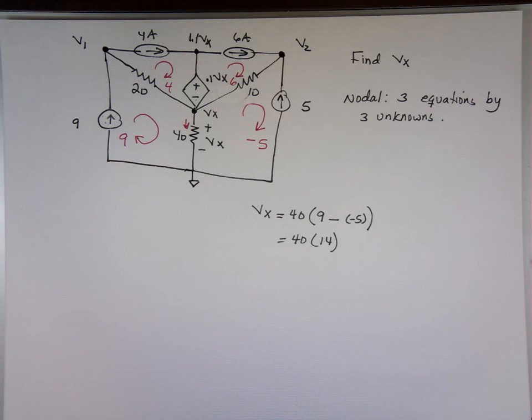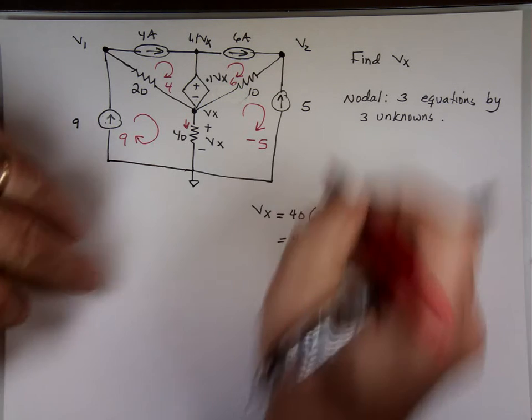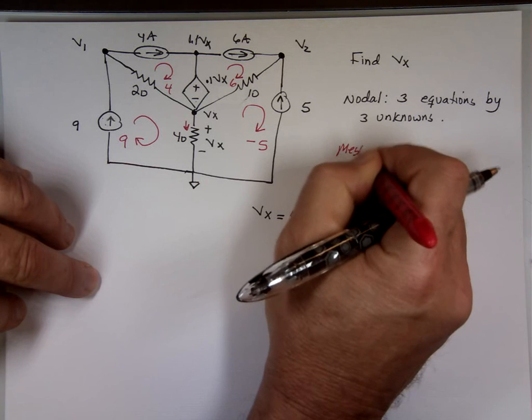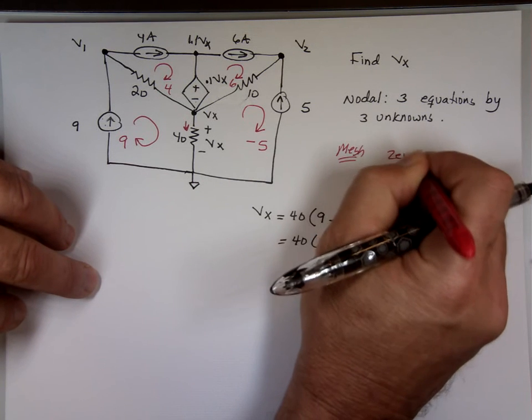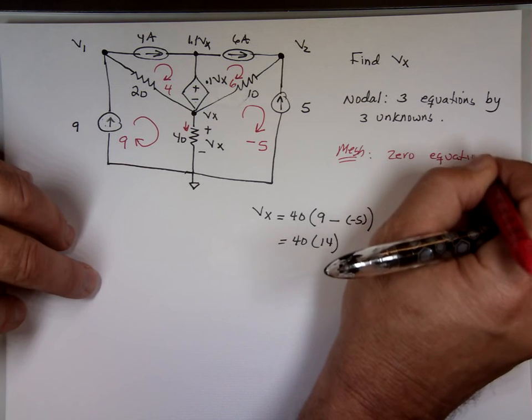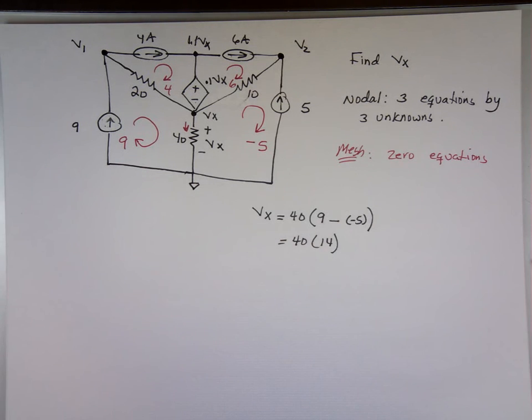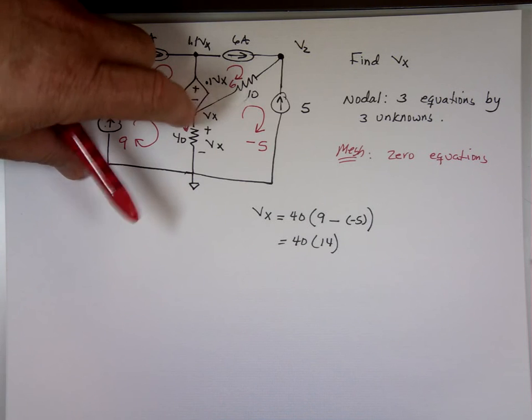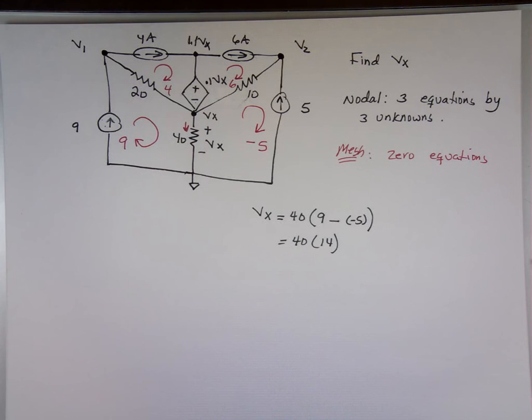But if I did nodal analysis, that's 3 equations by 3 unknowns. Mesh says I don't need any. I'm done. With mesh, 0 equations, because you know every single current. I just go to Ohm's law. I say, oh, they want plus to minus 40 times the current. And that'll be my solution, that line. 2 steps.